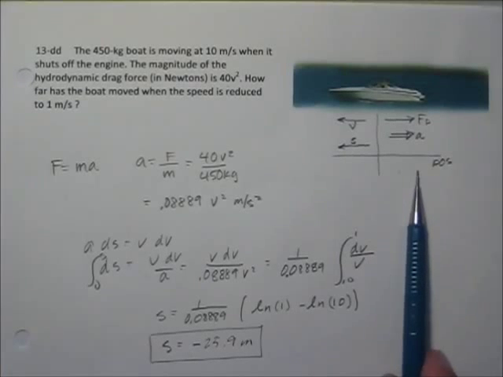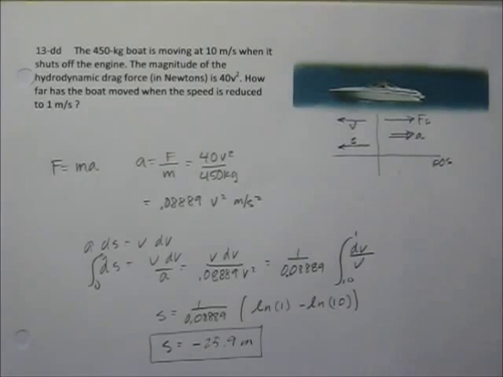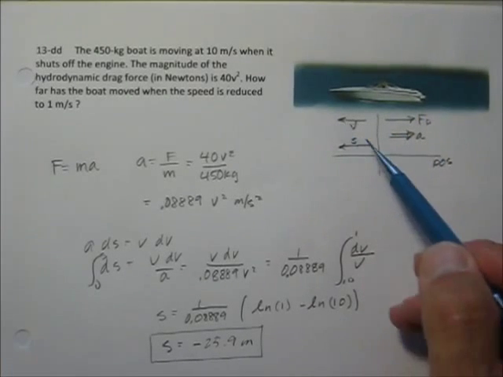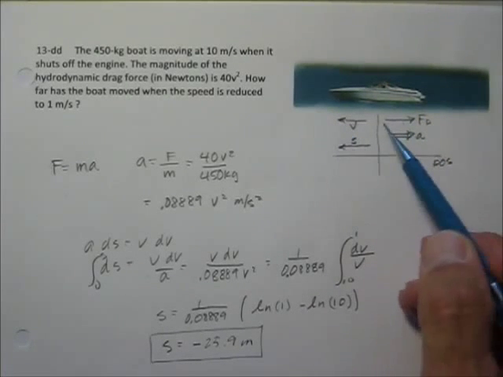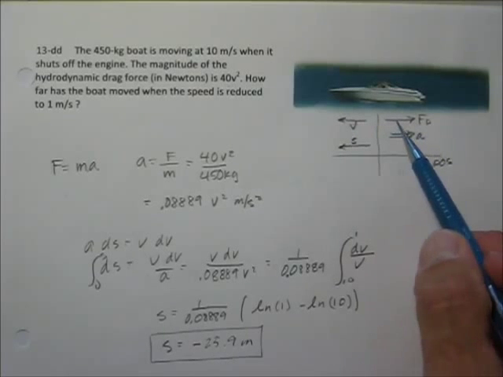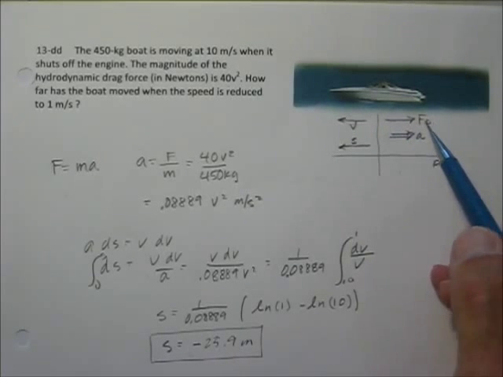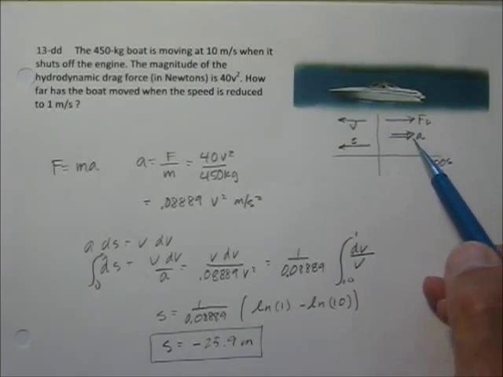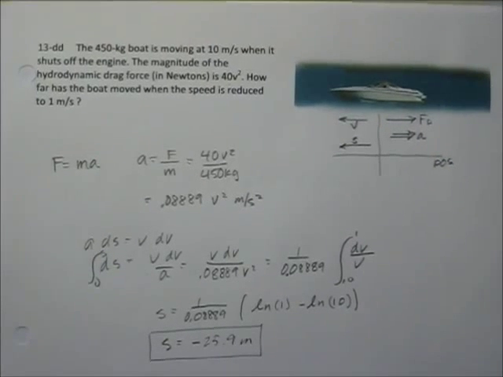So let's find our positive direction. We're going to say this is positive. That's our x direction. We have a velocity going here, and we're going to have a displacement going here. If the velocity is going here, then the drag is resisting that force. So the drag is going to go in that direction, which means the acceleration is going in that direction.